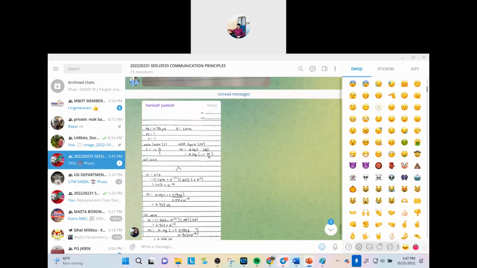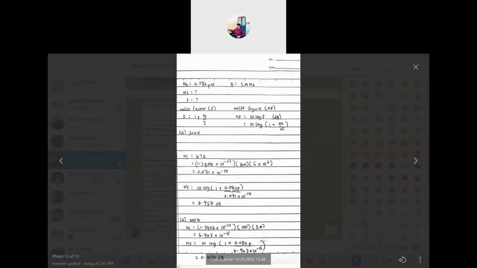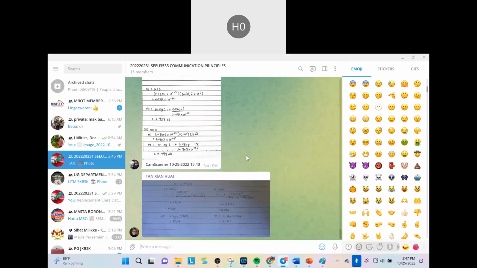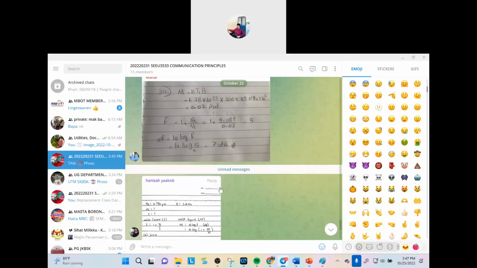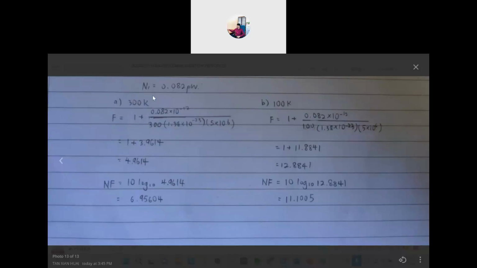Then we see for Hanisa. This is the noise figure. She gets 6.9. Mana's noise figure? Mana's noise factor? Okay, so she has 5.0. So she has F, figure, factor, so 1 plus like this. So this is also correct and without unit because it's a ratio. So this one is correct.